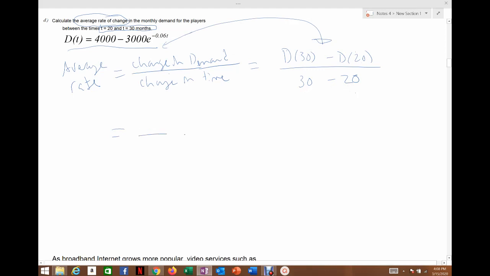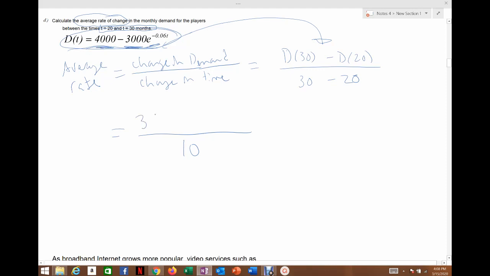All right, so to simplify that, first of all, I'm going to simplify my divisor. 30 minus 20, those are 10 months. So over the 10 months, specifically though, going from 20 to 30, that 10-month set, the change in demand is what we're averaging. All right, so we plug these into the original equation, not the derivative. All right, so no derivative involved, just the original. So I'm plugging them into this 4,000 minus the 3,000 in the E term. All right, so when I plug 30 in, I'm going to round to the whole player.